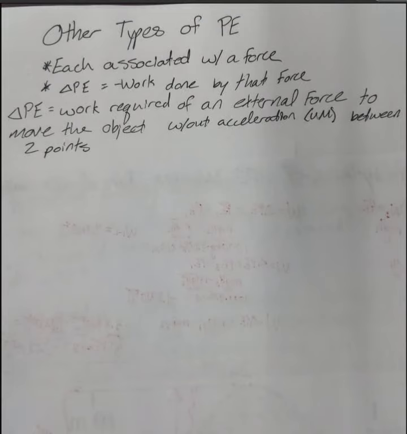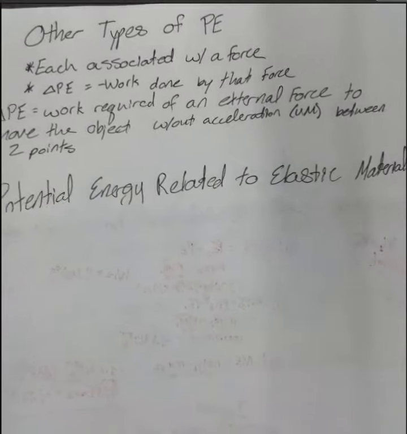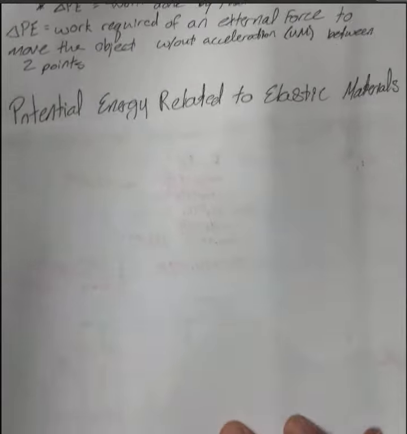So a change in potential energy is always going to be equal to the work required for an external force to move the object without acceleration. So we're always considering the potential energy to move an object with uniform motion between 2 points. So let's go ahead and take a look at potential energy related to elastic materials.